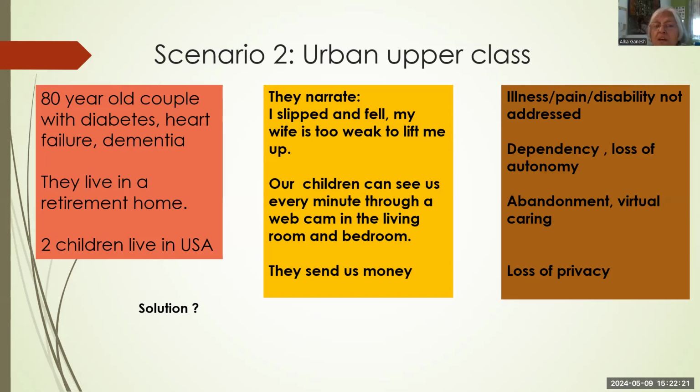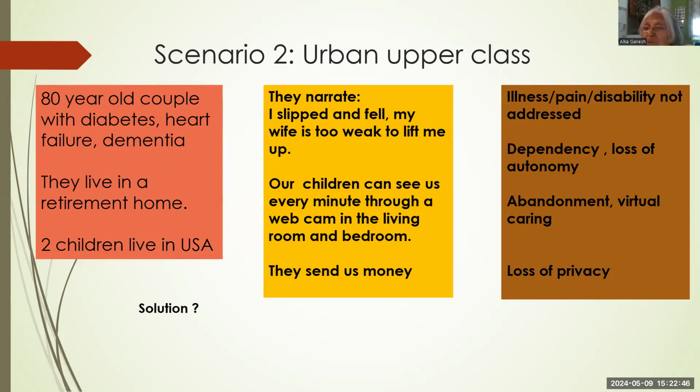Let's look at an urban area, upper class, okay? There's this 80-year-old couple, they have diabetes, heart failure, dementia. Together. One person may have diabetes, the other person may have heart failure and dementia. So they live in a retirement home. Nowadays, there are some very posh retirement homes, and both the children live in the US.